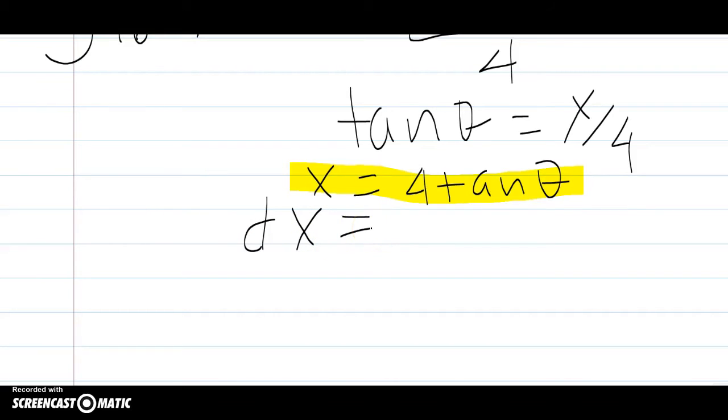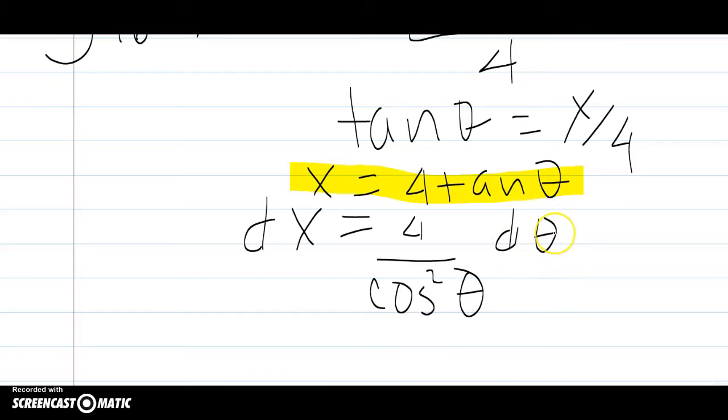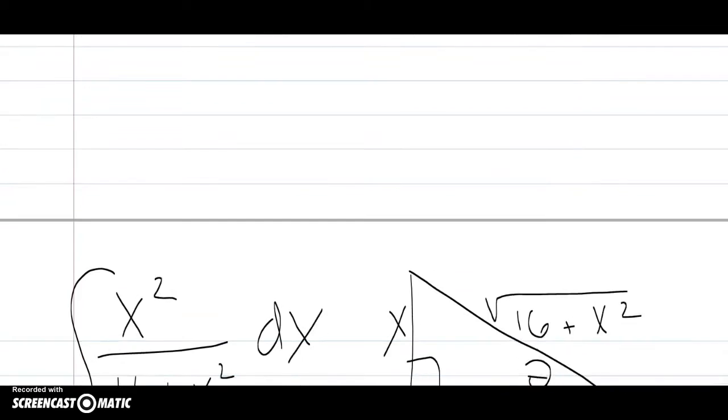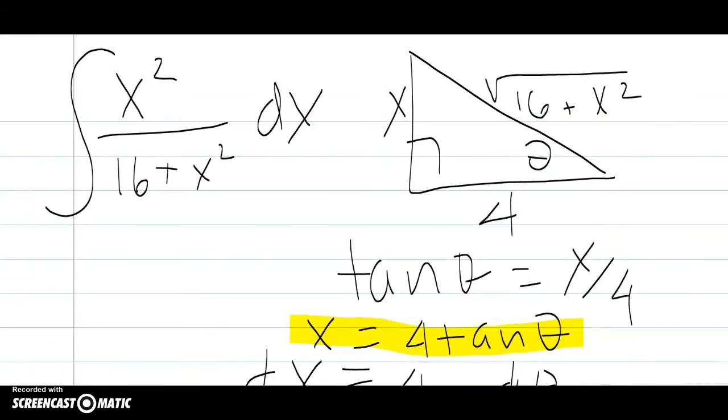So in this case, dx is going to be 4 over the cosine squared of theta. If you like to use secant squared of theta, that's fine. d theta. And now I can start substituting, right? So if I look at it over here, let's get back to the original integrand.